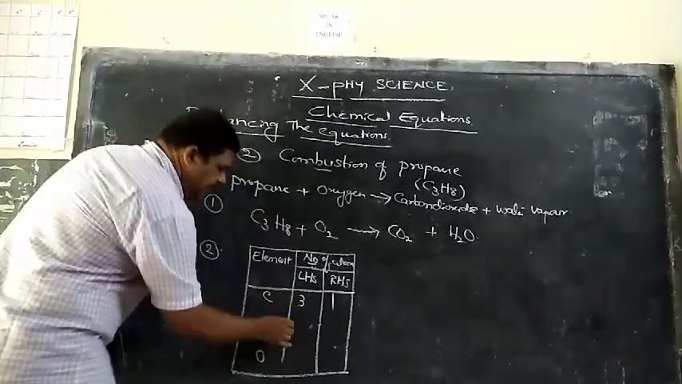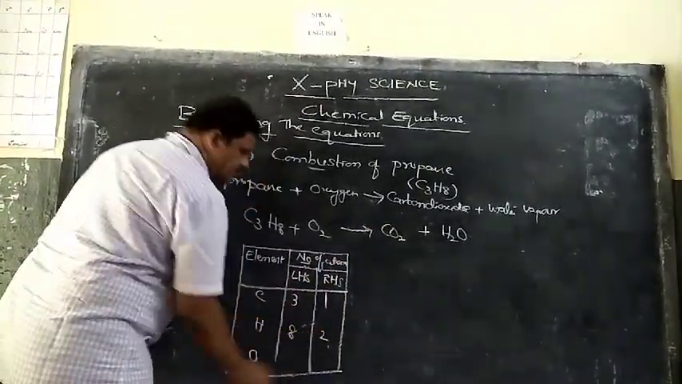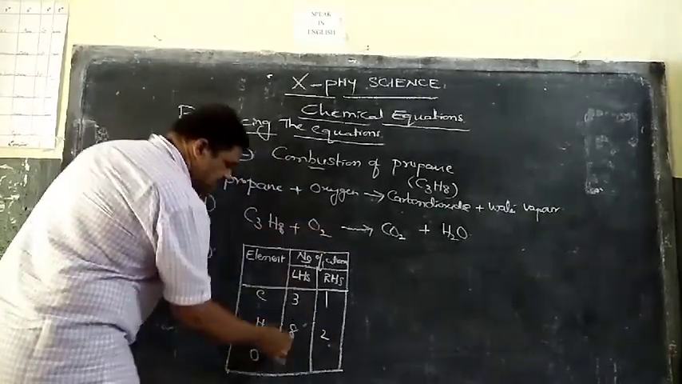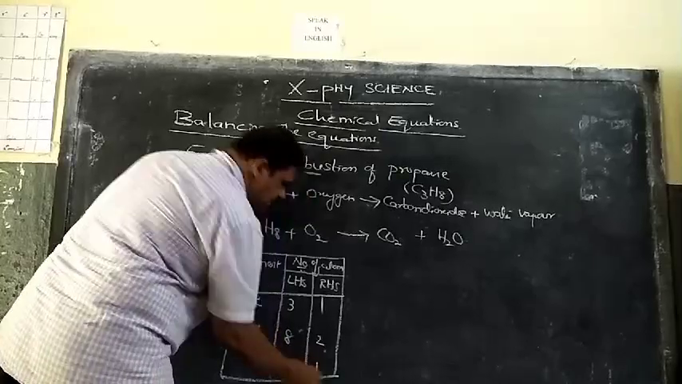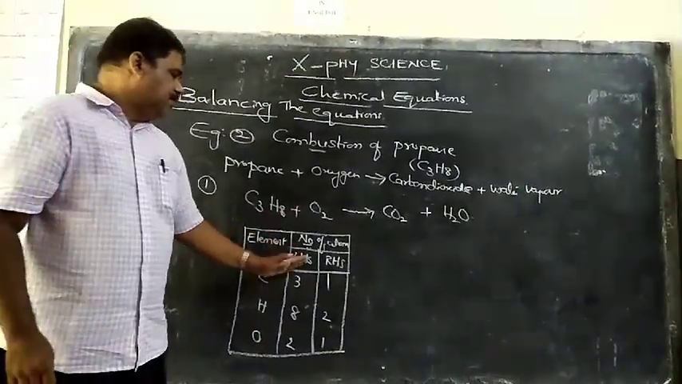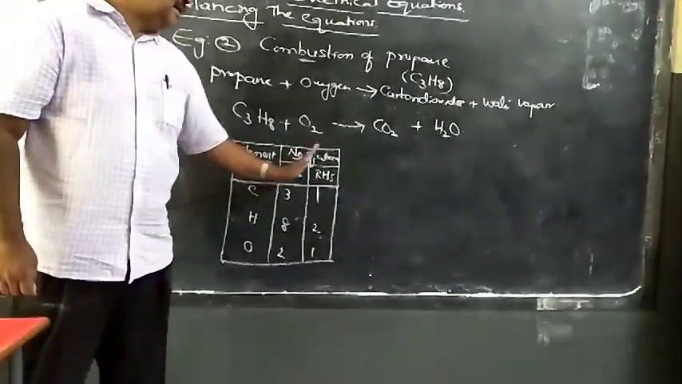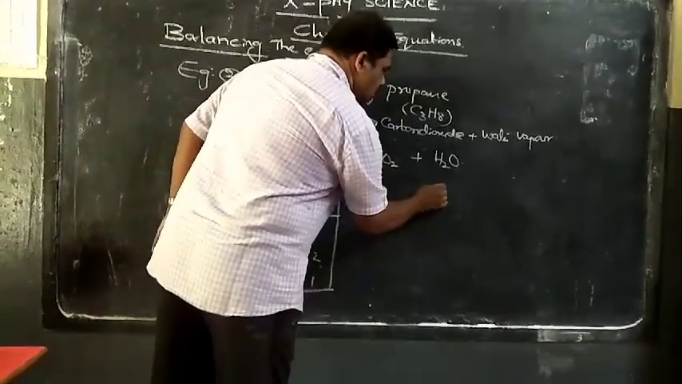Hydrogen, left side there are 8 hydrogen atoms. Right side there are 2 hydrogen atoms. Oxygen, left side there are 2 oxygen atoms. Right side there is only 1 oxygen atom. So like that we should write number of atoms of an element on left side and right side. So this is the second step. Now third step.